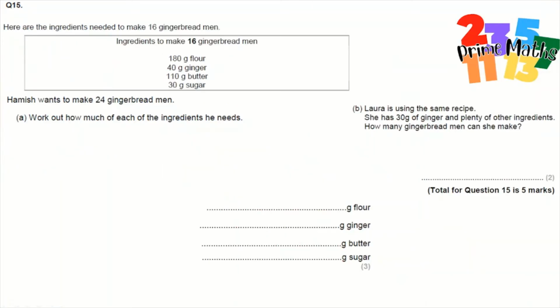The ingredients given are for 16 gingerbread men, and we want 24 gingerbread men, so we need 8 more, which is half of the ingredients. So we need 90 grams of flour, 20 grams of ginger, 55 grams of butter, and 15 grams of sugar. For the flour, we would add the 180 and the 90 to get 270. For the ginger, it would be 60, 165, and 45.